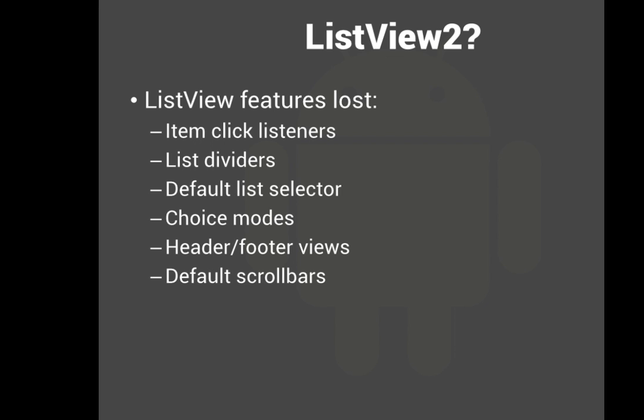They're not drawn by default. I'll show you a way you can add them back, but they're not going to be there necessarily. Default list selection: when I tap on an item in a list view, there's some default highlighting that happens. I don't have to write that in based on whatever platform I'm on.